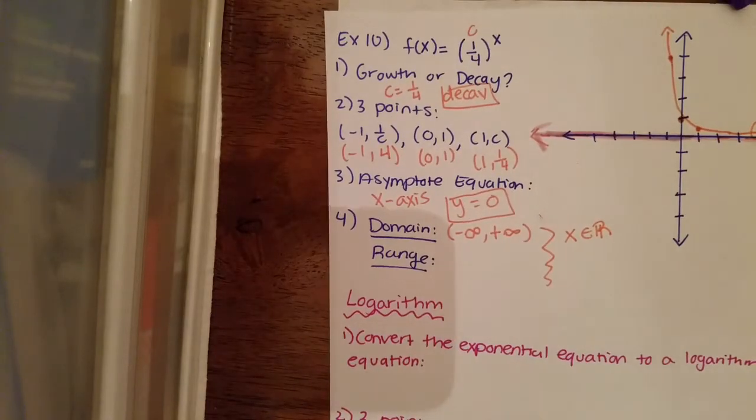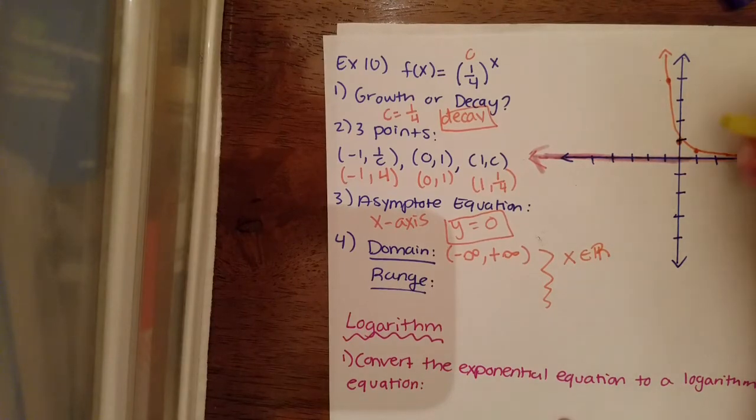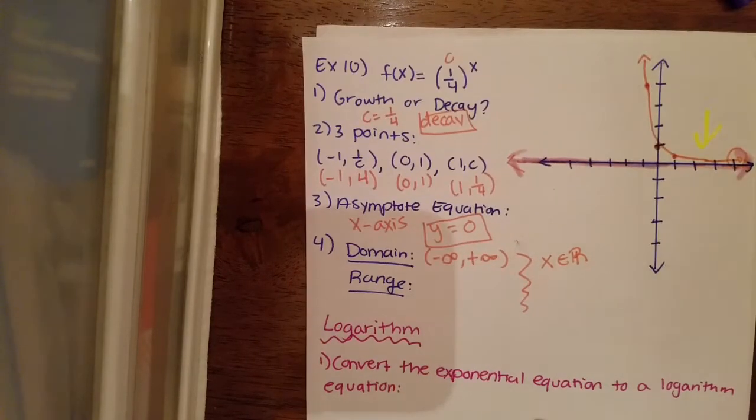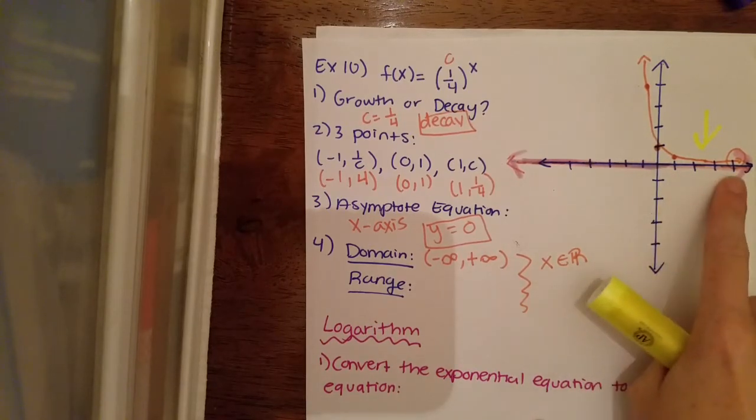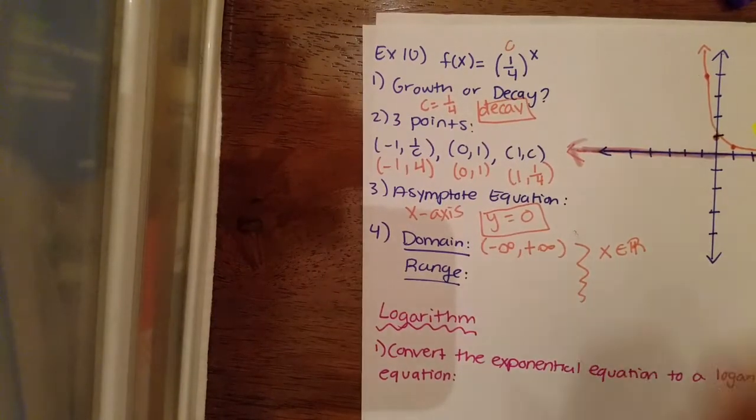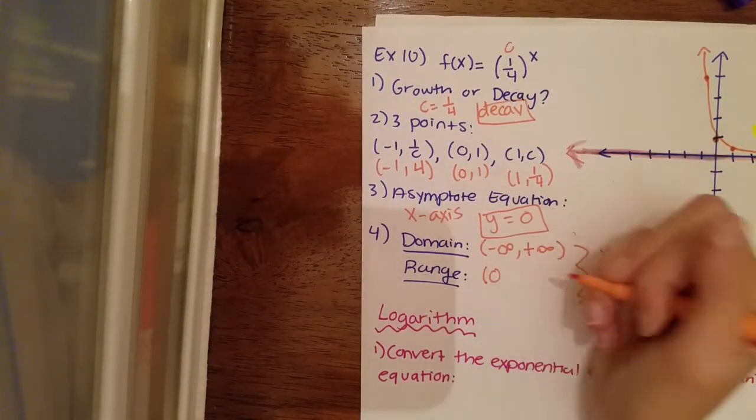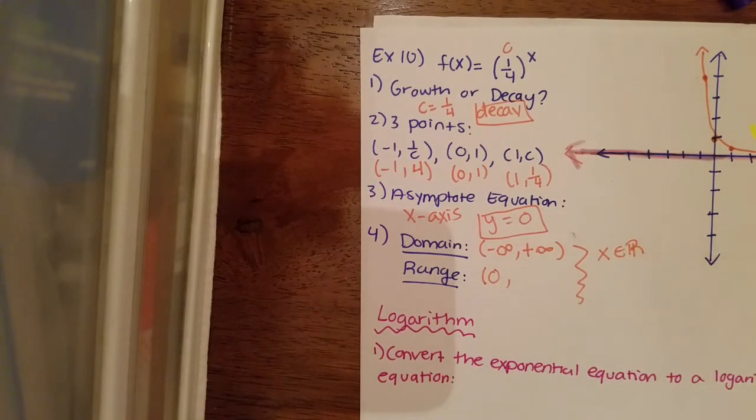Alright guys, our domain has been the same this whole time, so this should kind of be a refresher. For the range, we ask ourselves, how low does the graph go first? When we look here, it goes down really close to 0 on the y-axis, but it cannot cross 0 because of our asymptote. That's when we have to put our 0 in a parenthesis because it cannot equal 0. Then you ask yourself, how high does the graph go?